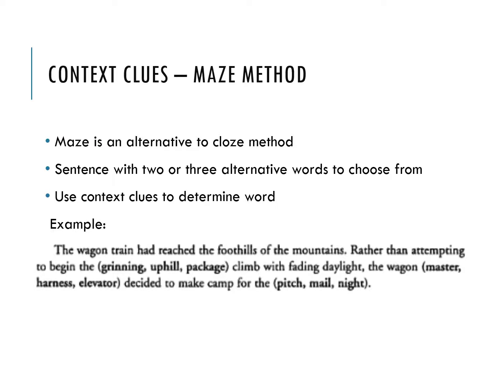The maze is an alternative way of practicing with context clues. It's similar to semantic cueing analysis because you can use a passage of text that you are using in your class. The difference is instead of giving the hint of what the word starts with, the students have a sentence with 2 or 3 alternative words to choose from. And so they use context clues to determine the word and its meaning.